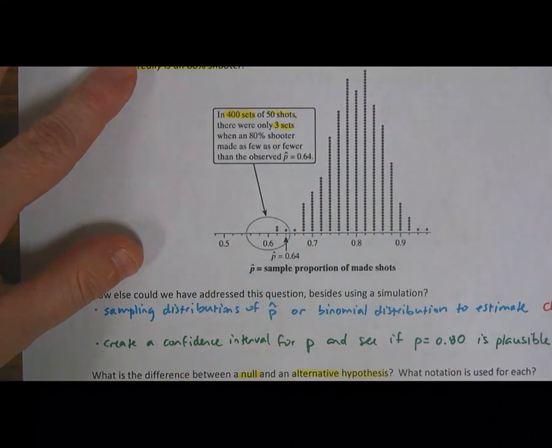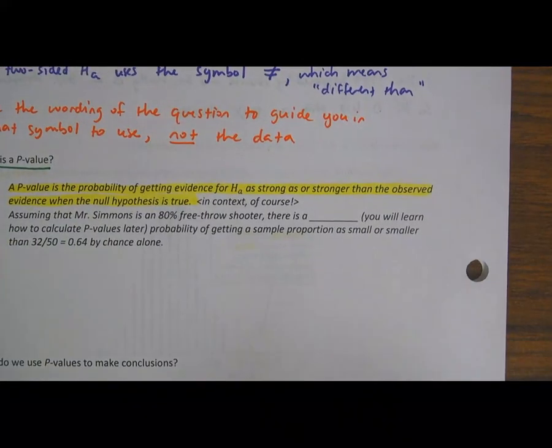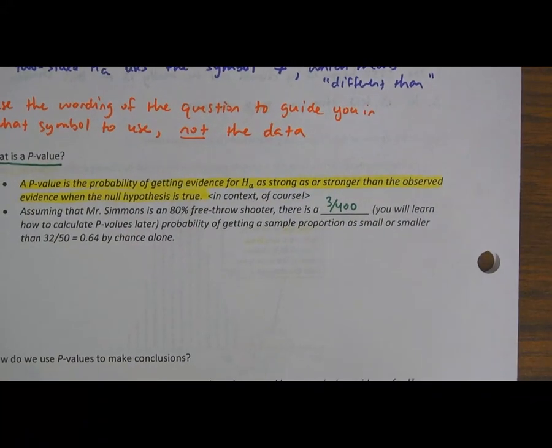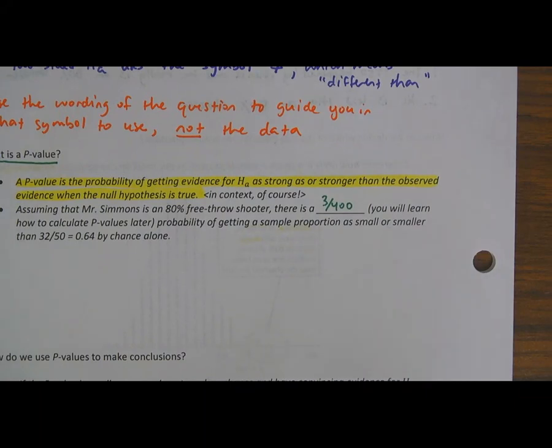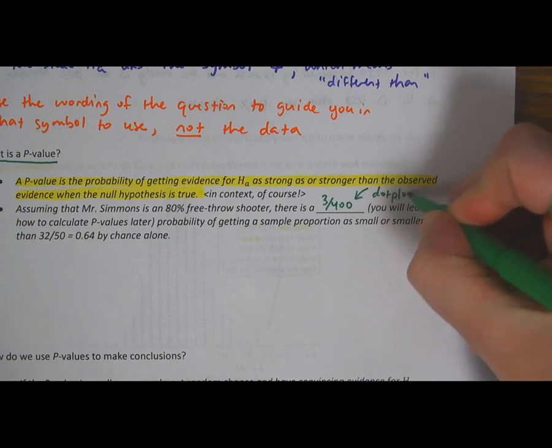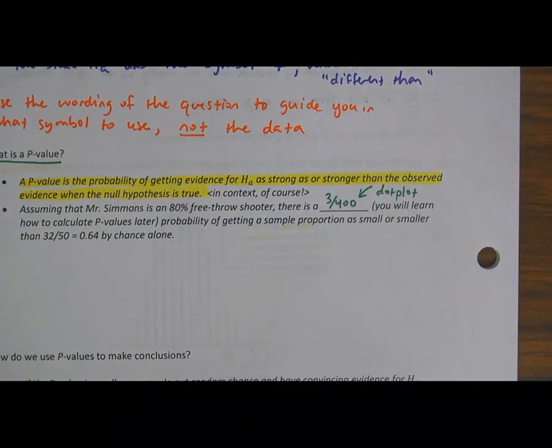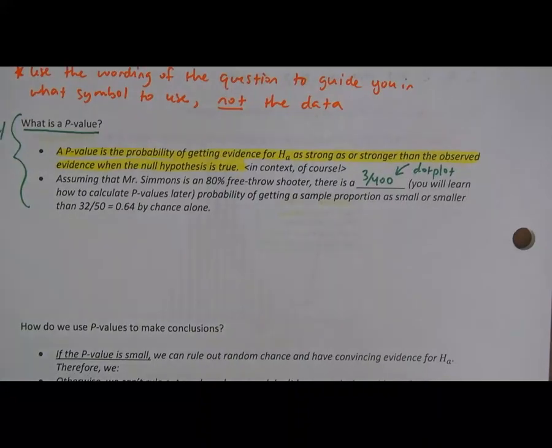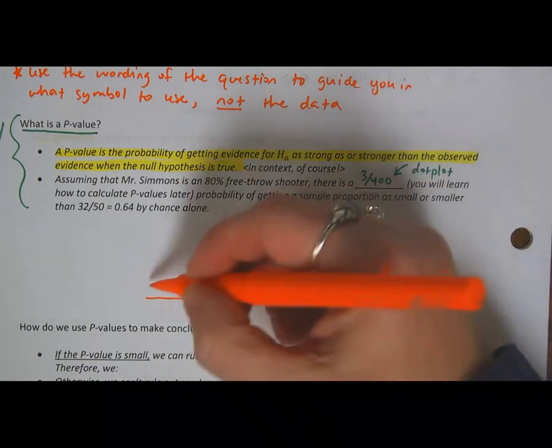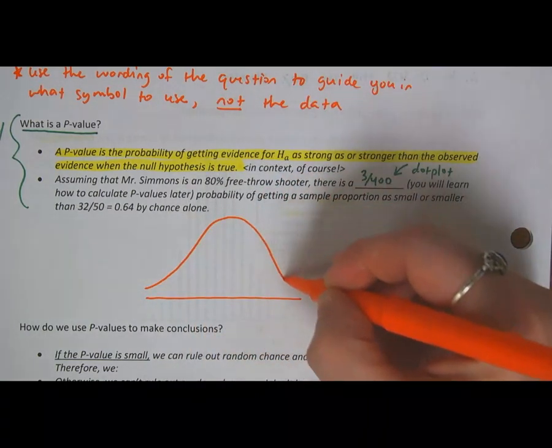You'll learn how to calculate that later. But 3 out of 400, and that is from the dot plot. Probability of getting a sample proportion as small or smaller than 32 out of 50 by chance alone. So let me illustrate what a p-value really is. Draw this picture. Because you know in statistics, everything goes back to this normal curve.